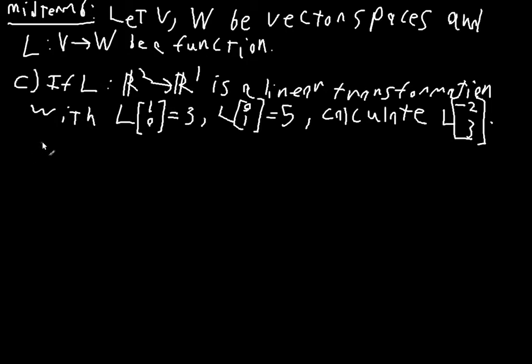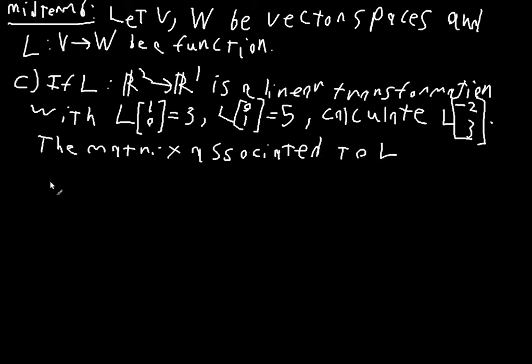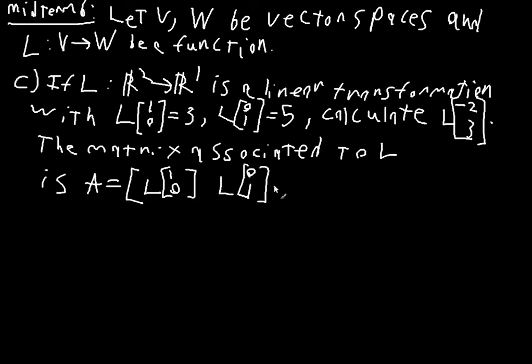So we can say the matrix associated to L is A, which equals L of 1, 0, L of 0, 1, which in our case is just 3, 5.